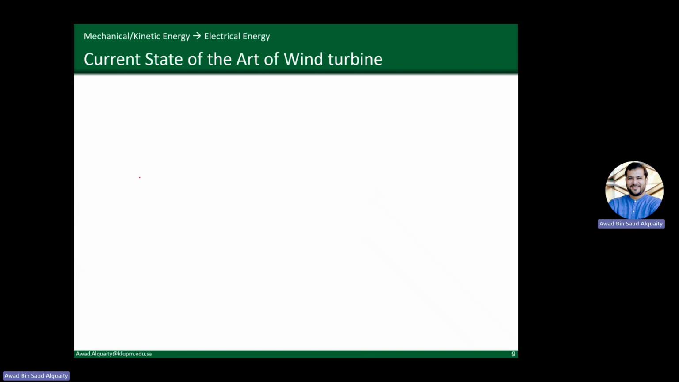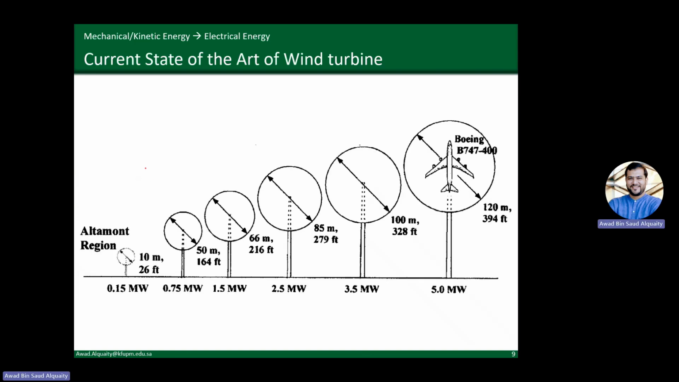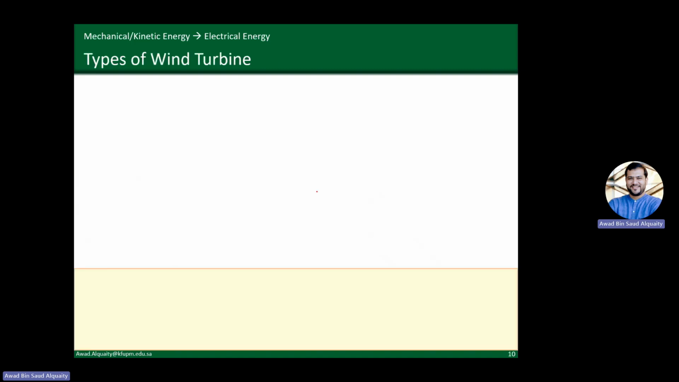In terms of the current state of the art for wind turbines, well, this is a very nice picture which shows where it's headed, right? The turbine blades are getting bigger and bigger. For this 5 megawatt turbine, the rotor blade diameter is 120 meters, right? And this is a Boeing 747 to show you the scale of the wind turbine blades that we have reached, and it's much bigger than a Boeing 747 plane, right? So that's roughly the scale that we are looking at.